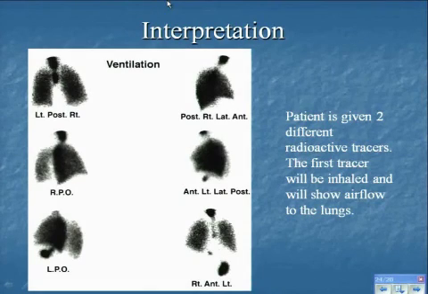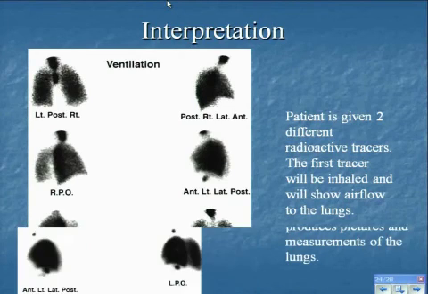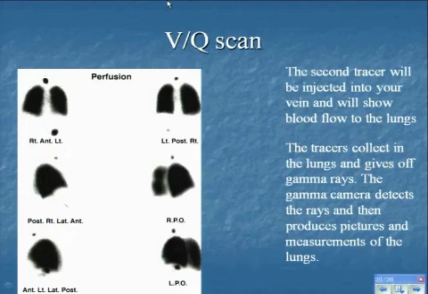So this is the first part of the test, and the next part is followed by perfusion. In this individual, you can see that the lungs are adequately ventilating on all surfaces. So that's good. And then you get the perfusion part of it, which is the second tracer that's injected into the vein, and you'll see it adequately perfusing the whole lung. This is actually a normal VQ scan.